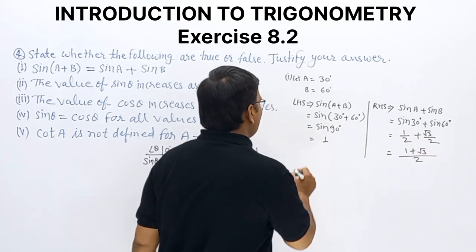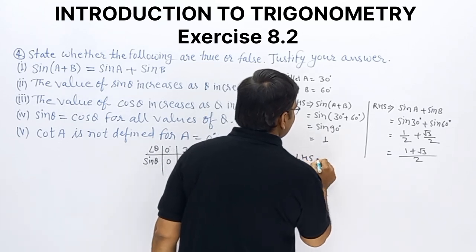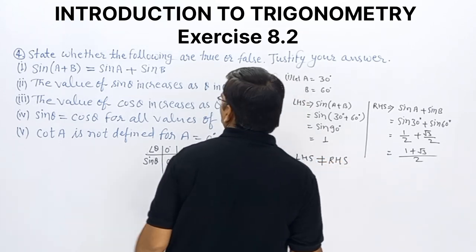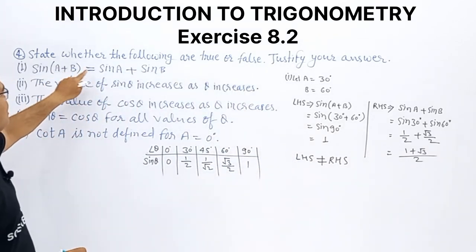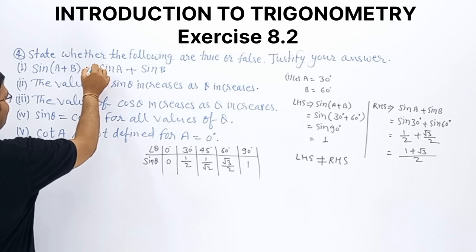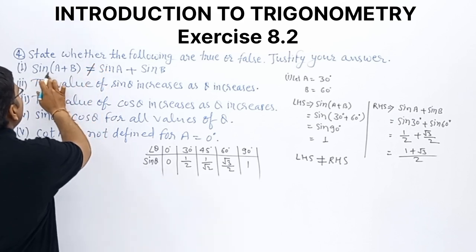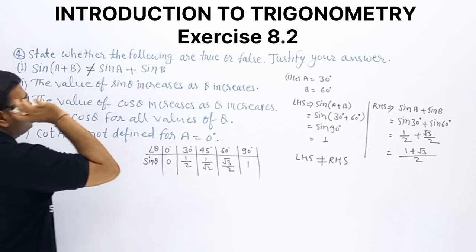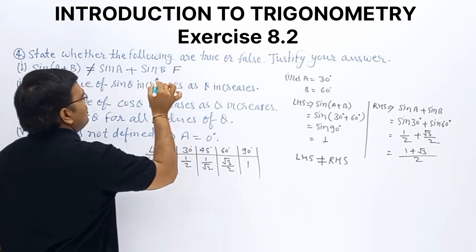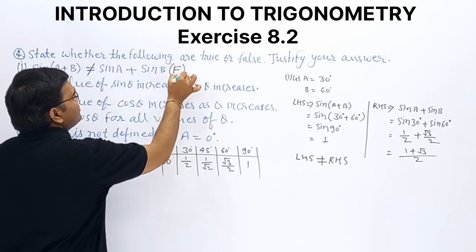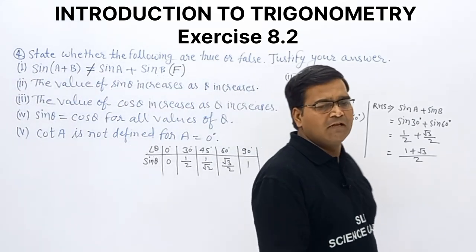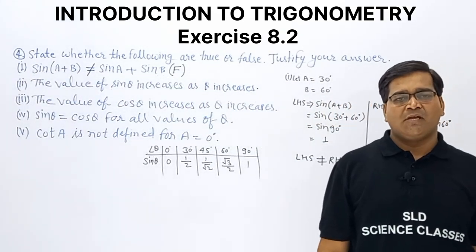So left hand side is not equal to right hand side. Left hand side is not equal to right hand side. So this one, sine (A + B) is not equal to sine A plus sine B. It is not true. It is a false statement. So its result will be what? False. Clear?